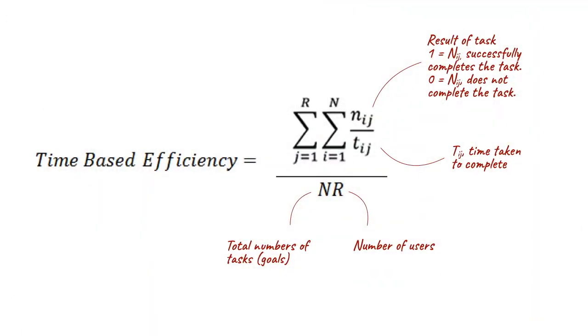The second measure of usability is its efficiency. Efficiency is related to the time taken to complete the task. For example, normally it would take me around 10 minutes to set up this 3D printer. So these are the measures that you need to include when calculating for efficiency. The formula for efficiency is as shown.